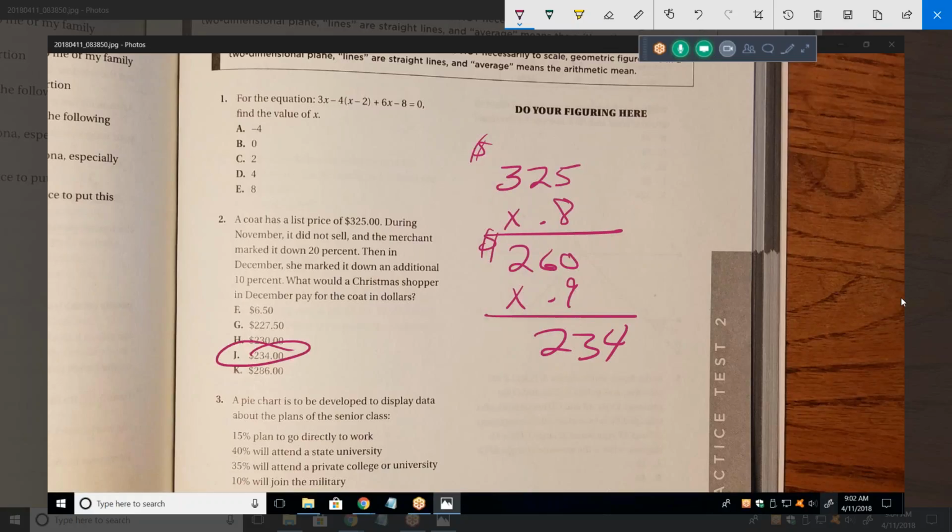Okay. And the only tricky part of this was the additional 10% was from this price, not this price. Yeah. So it was important that you multiplied that second price by 0.9. Okay.